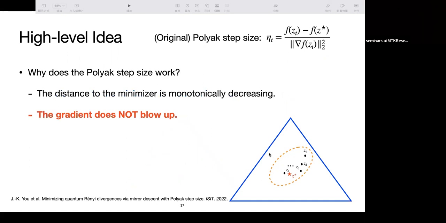So we can find a subset to contain all iterates. Therefore, we don't need to consider the entire space, which lets us avoid the issue that the gradient might blow up at the boundary. This is the high-level idea I want to convey. But there are actually some gaps between the idea and the convergence proof. The audience can find one proof for the first type of Polyak step size in this paper.